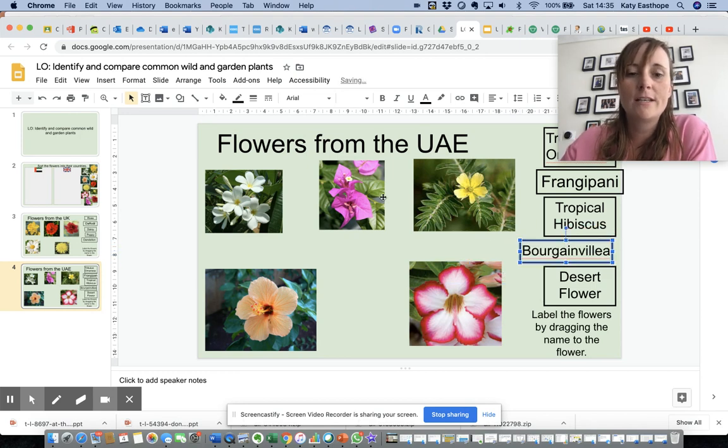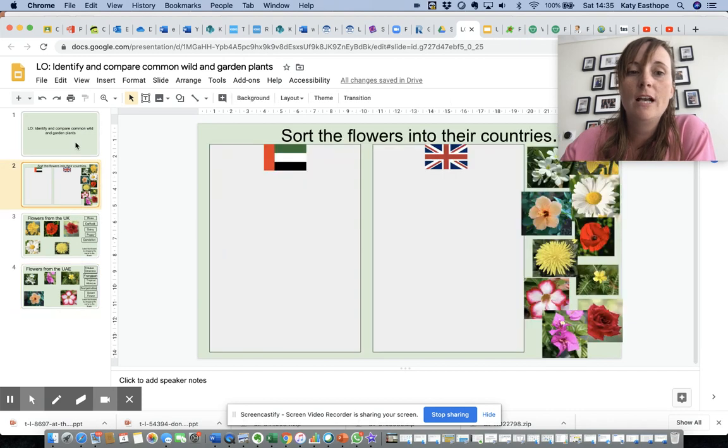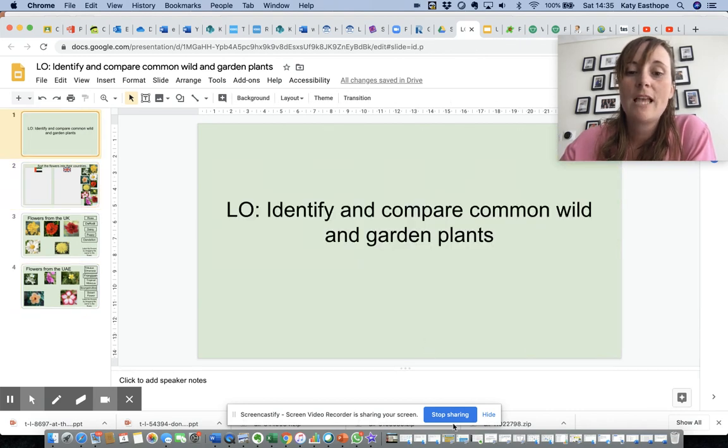So that is your science lesson for today. I hope you enjoyed learning about flowers from the UK and the UAE. Have a go now at solving the mystery of naming and sorting these flowers. Have fun!